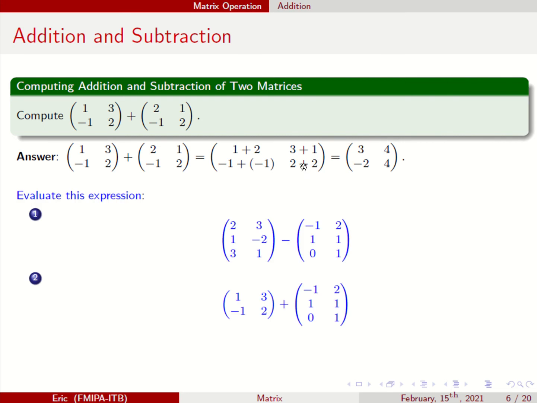Okay. And you can try to evaluate this. Determine first whether the solution exists or not.